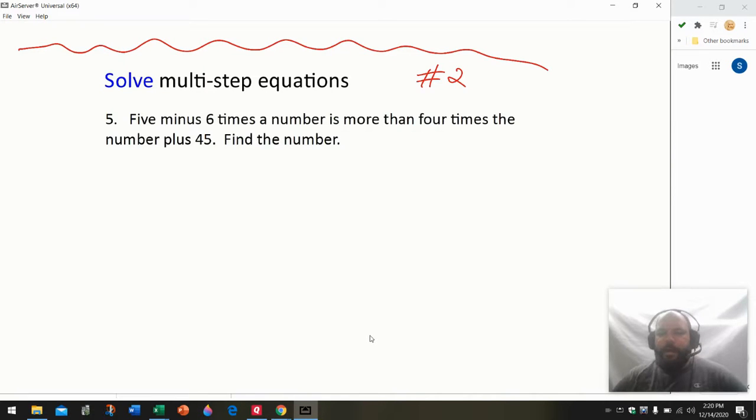All right. Hello, everybody. So today we're going to continue discussing Chapter 5, Section 3. And Chapter 5, Section 3 has to do with solving multi step linear inequalities. And so, as I said yesterday in my previous video, these are tricky.